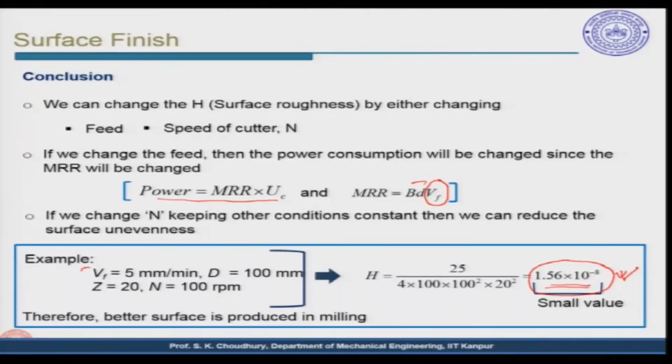You can see that in turning the surface roughness, or surface finish, that you are getting is worse; in milling it is better, and in turning the roughness will be more. Because you can see 1.56 into 10 to the power minus 8, these are very practical values, and for these values you will have a very small value of the surface roughness. This is in millimeter, because here we are taking everything in millimeter. You can convert this into micron, and you will find that this is still very small.